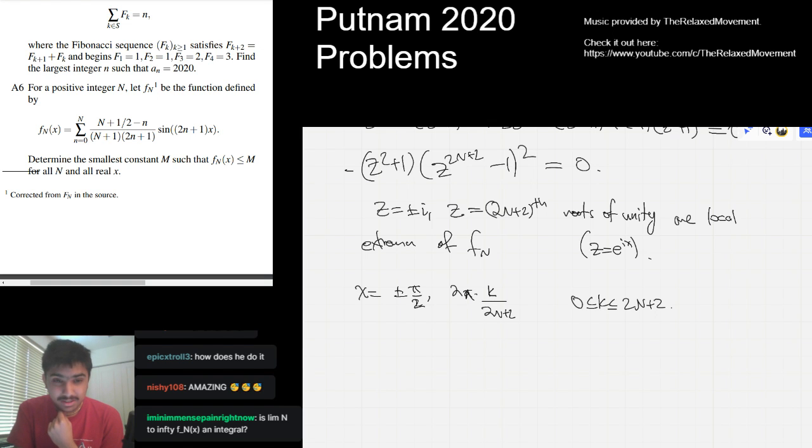My god. Still, how do we show that these are not optimums? This is still really bad. How do we show the other guys are not optimums? You can't plug them in and compute. Is that what you're supposed to do? 2 pi over 2n plus 2. And then 2 pi times 3 over 2n plus 2.